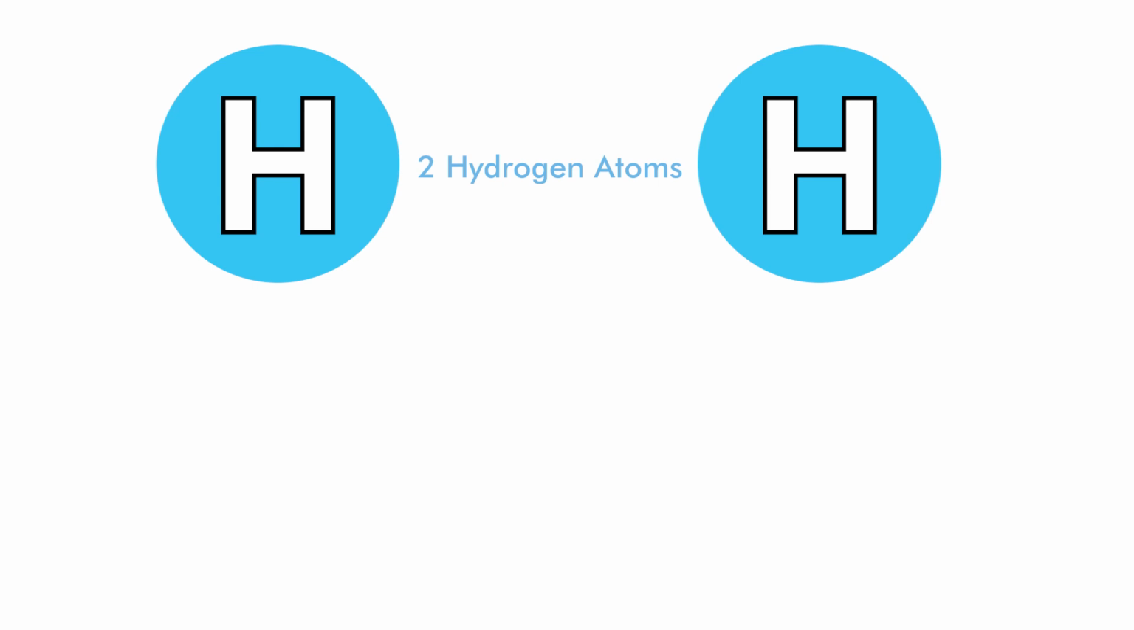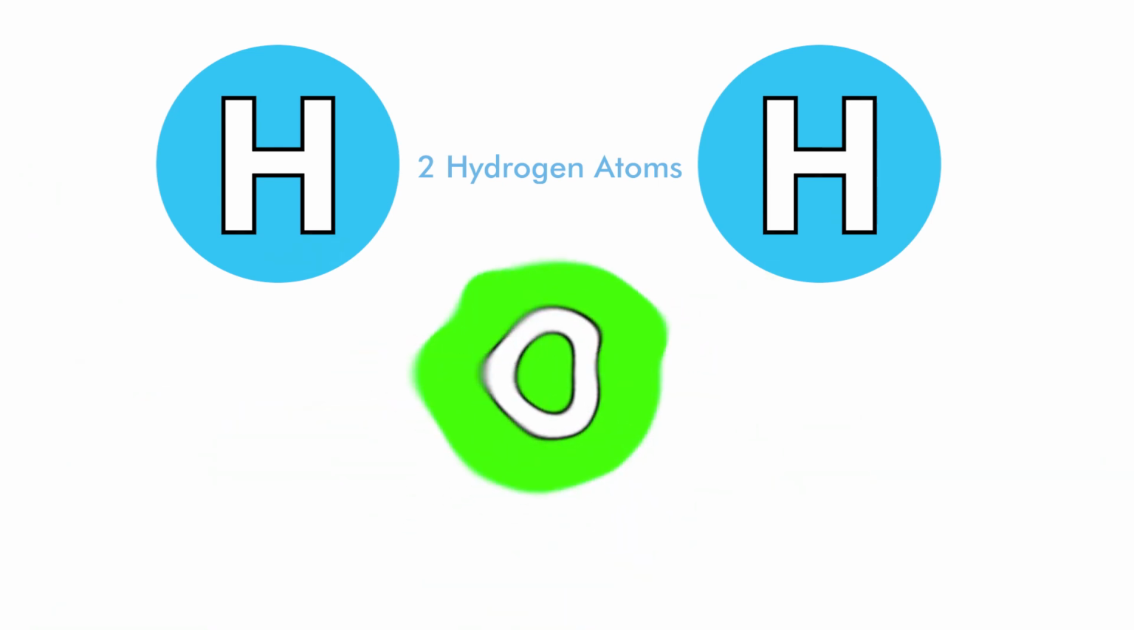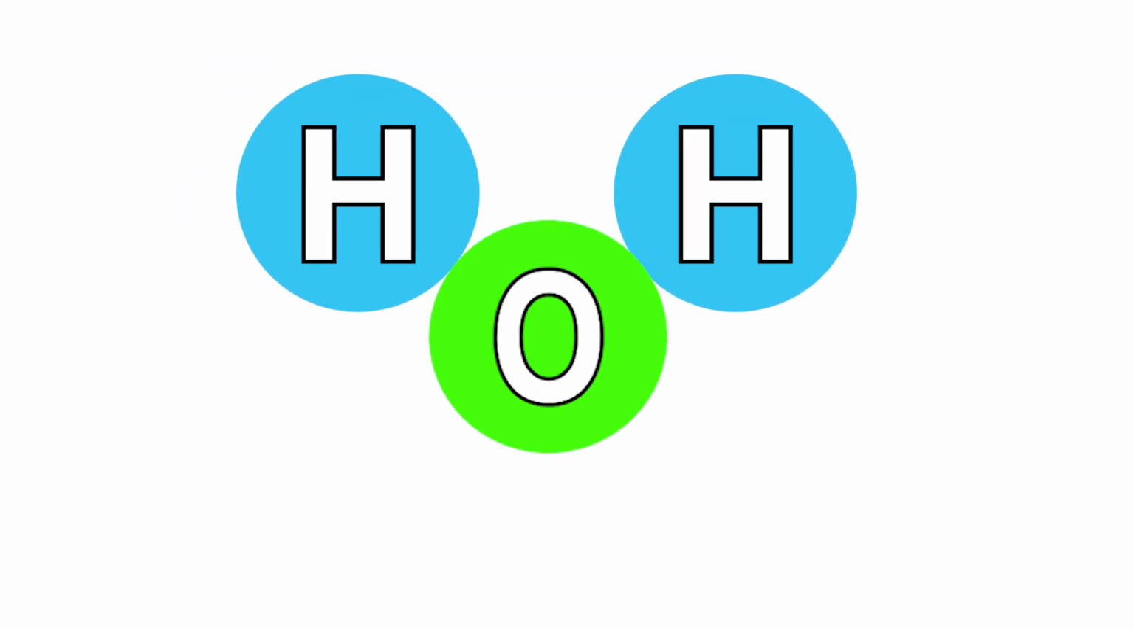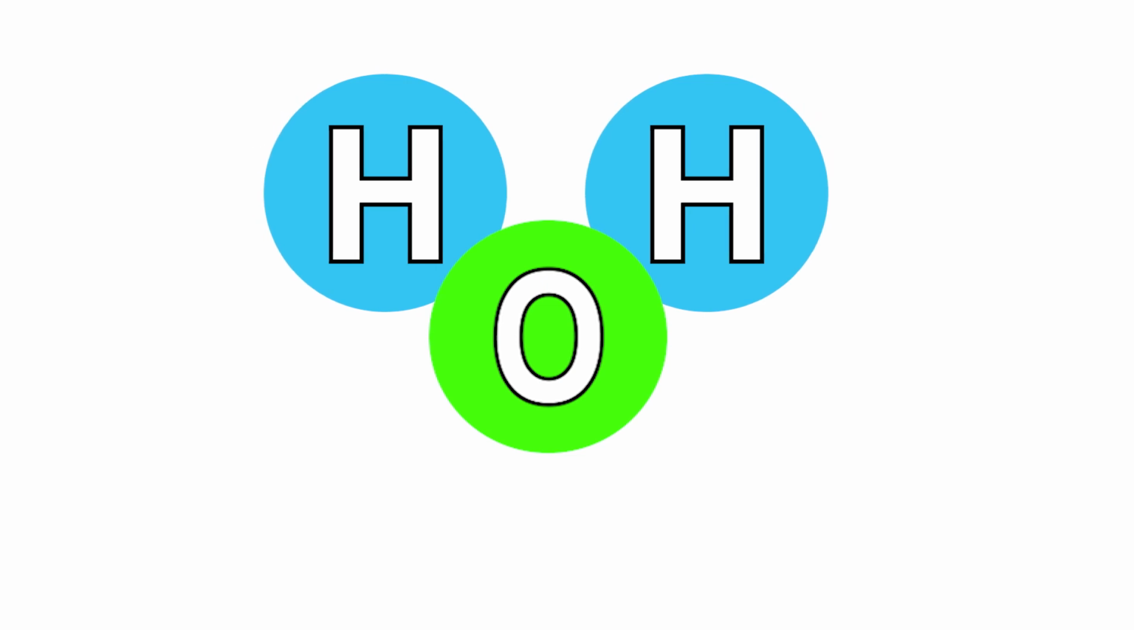Alright, let's imagine that these are two hydrogen atoms, and let's imagine that this is an oxygen atom. Here, the hydrogen atoms and the oxygen atoms are separated from each other. But sometimes atoms can join together. When they do, we call the joined atoms a molecule. Hydrogen is normally a gas, and so is oxygen. However, if two hydrogen atoms join with one oxygen atom, that makes a molecule of something that is very different from either hydrogen or oxygen, something that we call water.